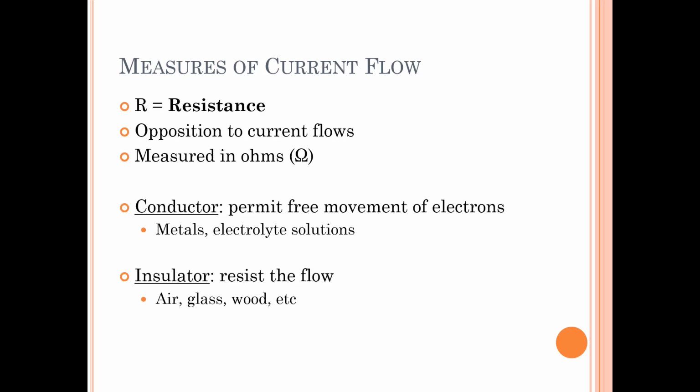Resistance is the opposition to current flow. Resistance is measured in ohms and is represented by the symbol above. A conductor permits the free movement of electrons. Some good examples of conductors are metals and electrolyte solutions. An insulator resists the flow of electrons. Some good examples of insulators are air, glass, and wood, as well as other examples.